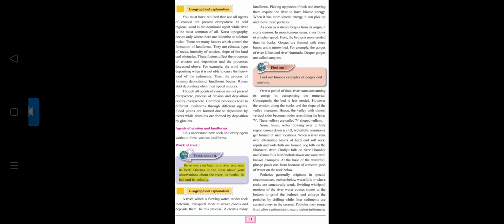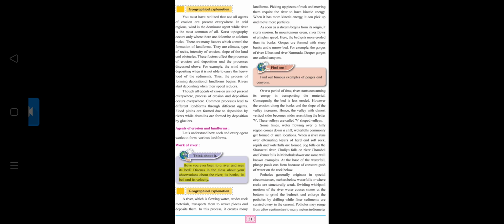Potholes generally originate in special circumstances, such as below waterfalls or where rocks are structurally weak. Why do potholes originate? Because where there are structurally weak rocks, potholes originate from there.